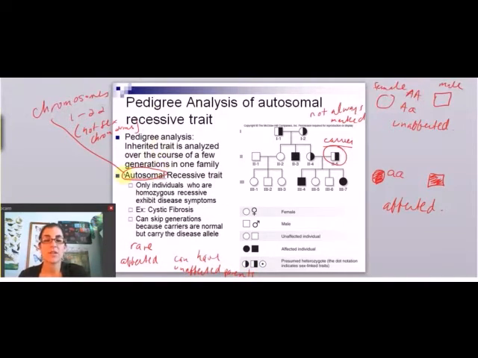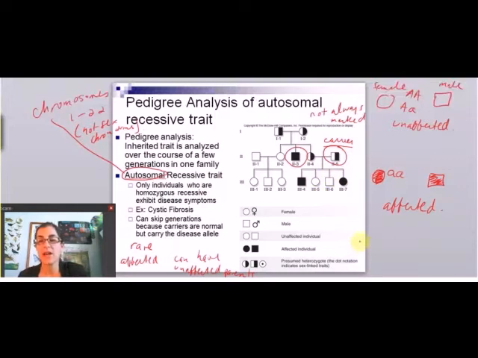It's also sometimes called skipping generations. So notice that this child has the condition, but both their parents do not have the condition. Same thing over here on the tree. These children have the condition, but neither of their parents have the condition. So it will appear in the children even if the parents do not have it. When that happens, that means that both parents must be carriers.